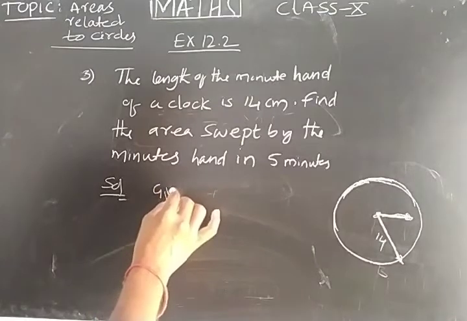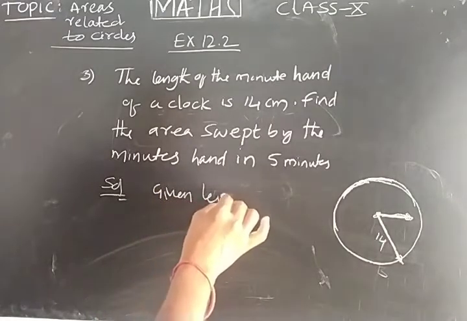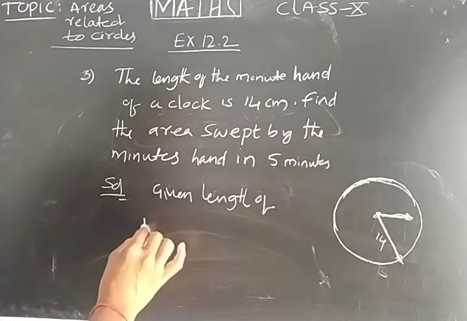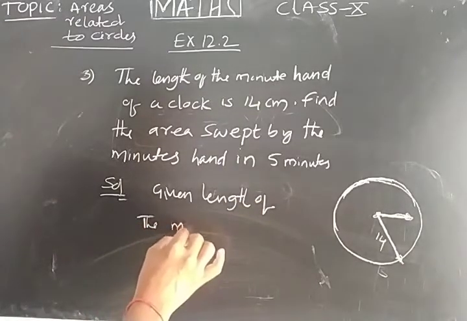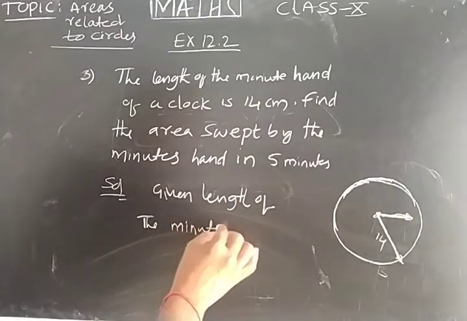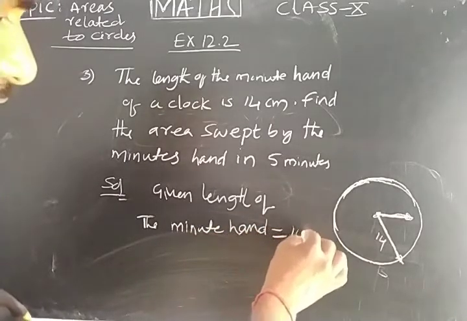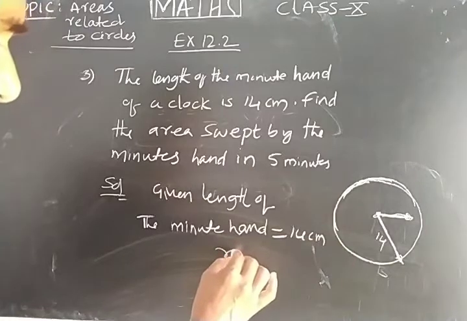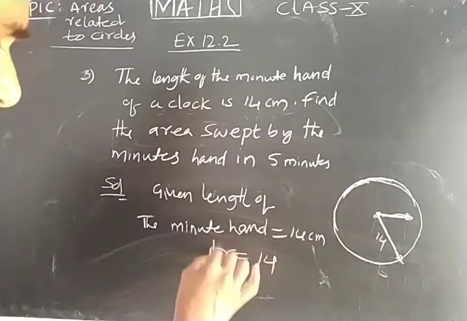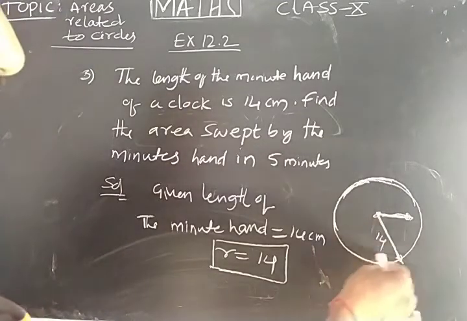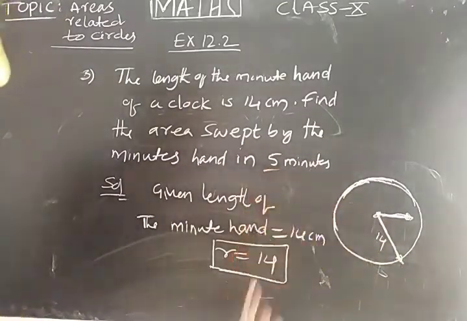Given: length of the minute hand is equal to 14 centimeters. I am taking this as the radius, that is equal to 14. Radius is given already, 14 centimeters. Right? Now we are finding the area swept by this minute hand in 5 minutes.